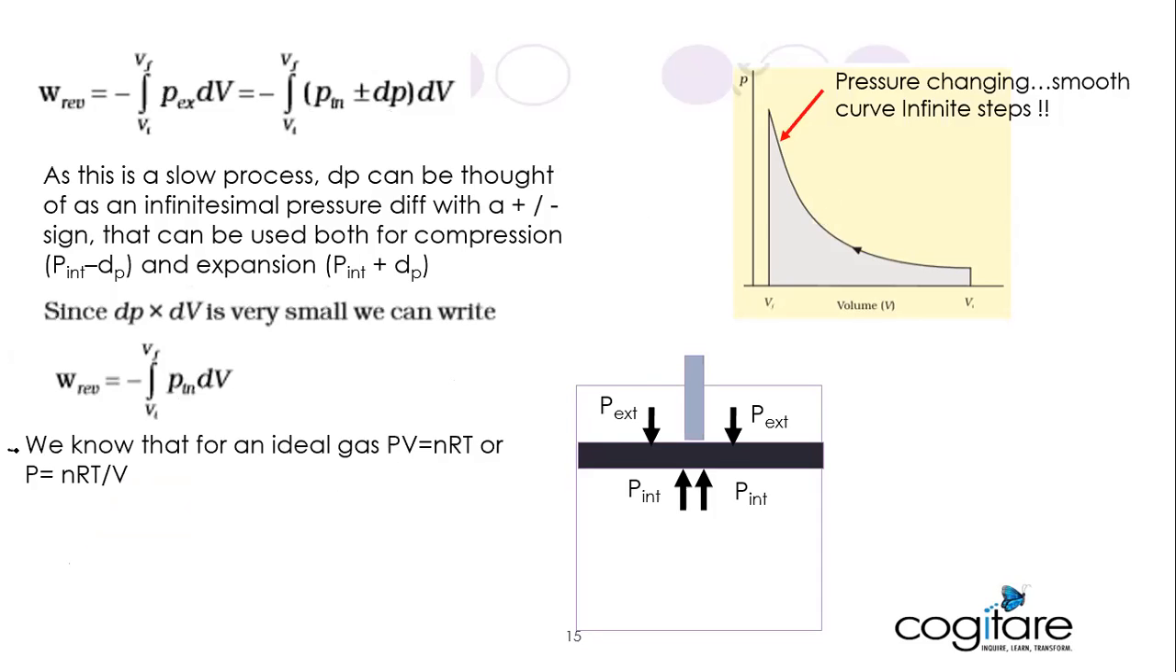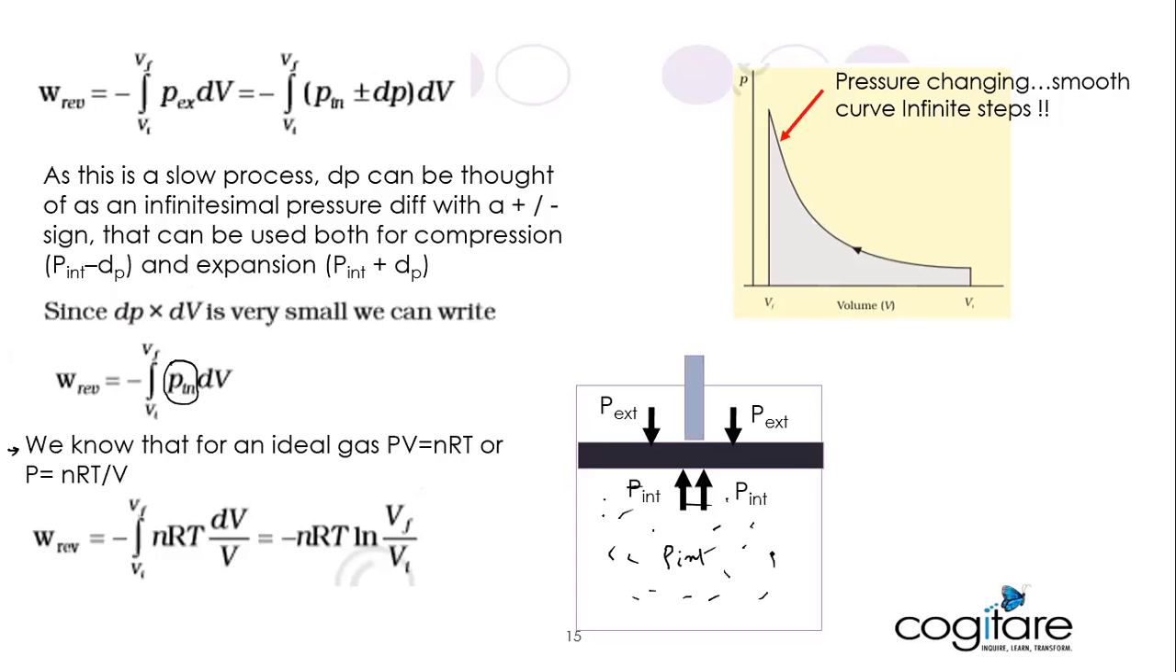Go ahead. We know that for an ideal gas, PV is equal to nRT, or P is equal to nRT by V. Work reversible is equal to the negative integral of P dV, and this P means P internal. This is the gas out here, and this gas is following the ideal gas equation. So now P internal is going to be equal to nRT divided by V, which I am substituting here.